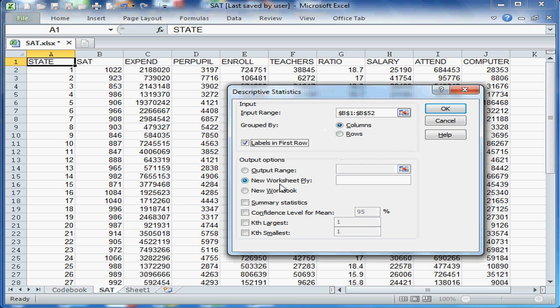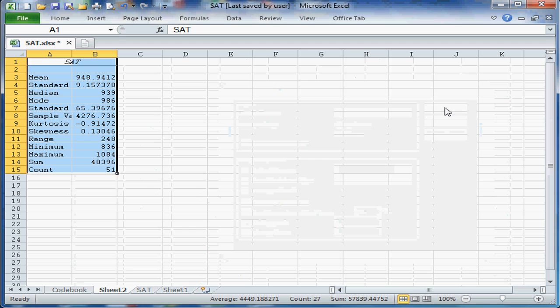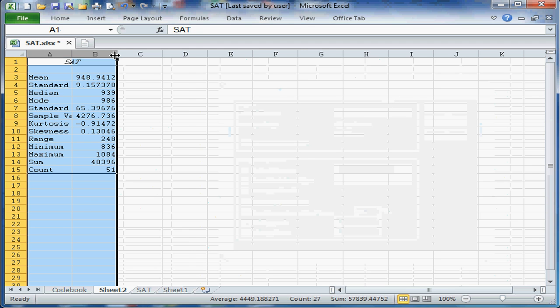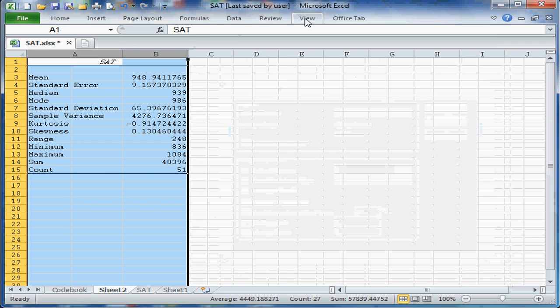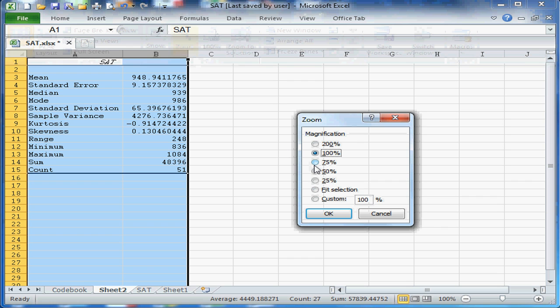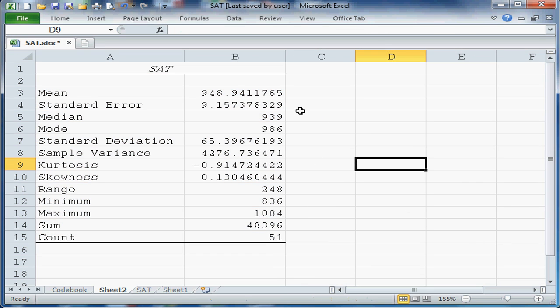We'll have it output the results to a new sheet, select Summary Statistics, and it's finished. I'll change the view to make it a little easier to see. And so we see that there are several measures that are part of what we call the central tendency. That is, values that gather around a central point.